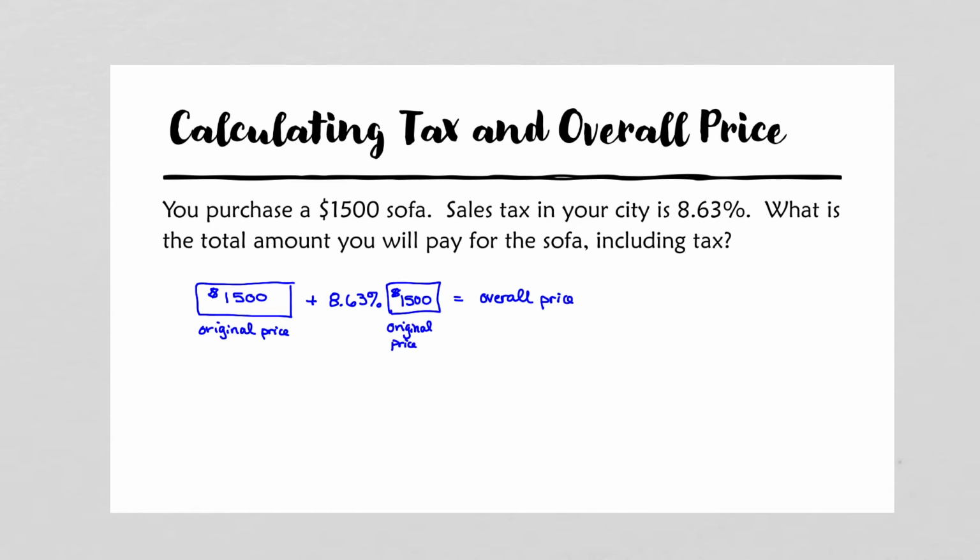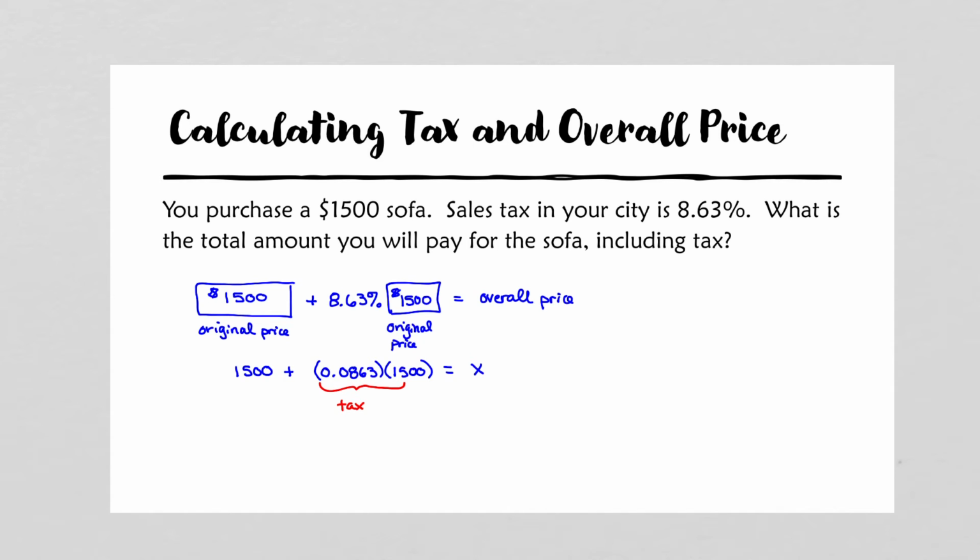That's the setup, that's the picture. Let's put in a variable and solve. Our original price for the sofa is $1,500. If we want to calculate the tax added to it, we would have to take 8.63%, or in other words, 0.0863, multiplied by 1,500. This amount here is our tax on the sofa. When we add those two values, we're going to get our overall price, which right now is unknown, so we'll just put X in its place.